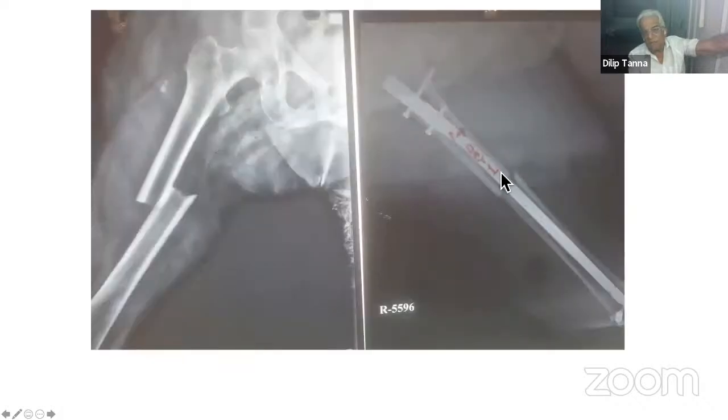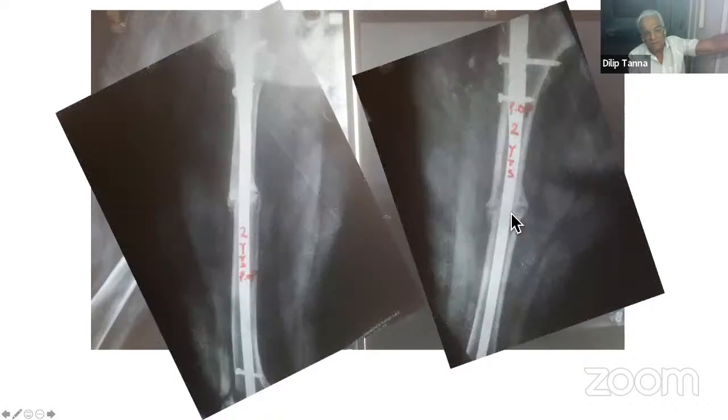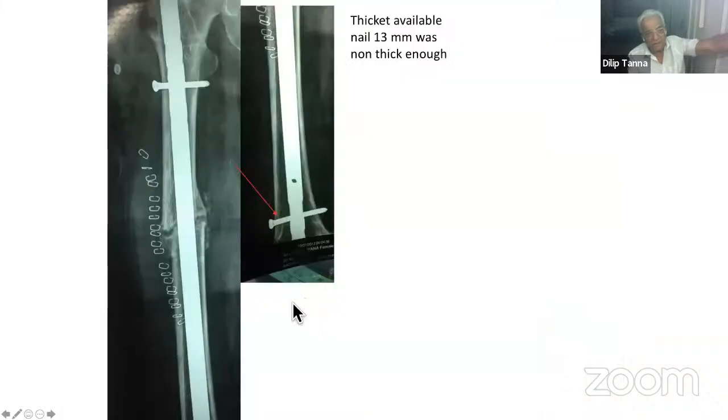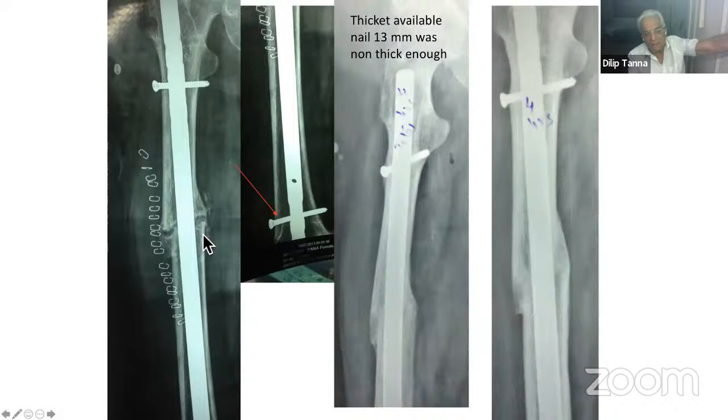This was nailed day one. Two years on, the fracture is still not fully united. So we went through this isotope bone scan, and this is the PET scan at two years, which showed positive, and this shows that the fracture is not united. Hence we ultimately went down, redid the nailing and did the grafting on the medial side, and ultimately the whole thing united.